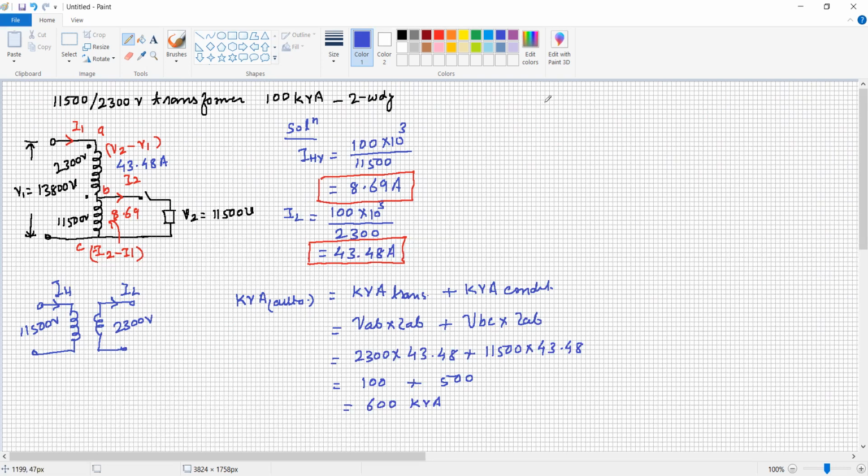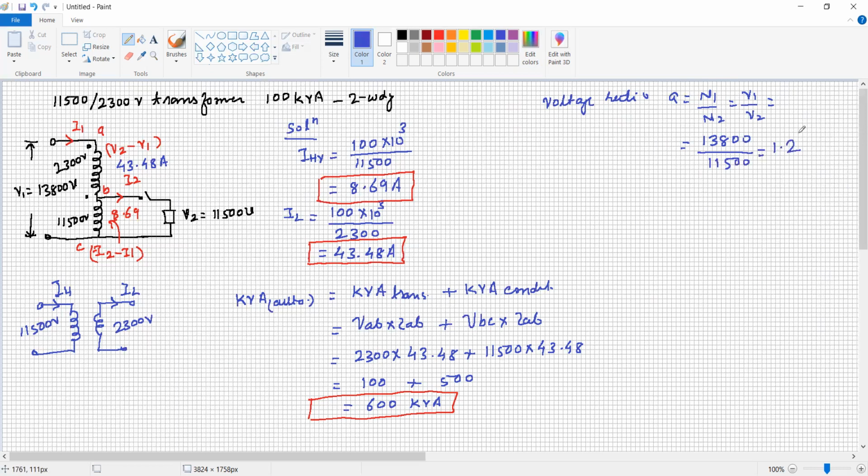Now, voltage ratio. So this is the one part. The ratio A is equal to the transformation ratio N1 upon N2, V1 upon V2, and it is equal to 13800 divided by the secondary voltage in auto transformer, 11500. It is equal to 1.2.